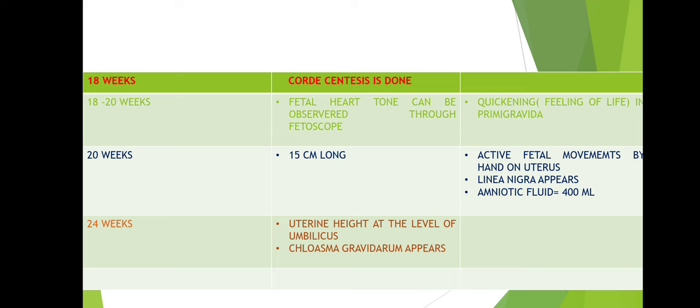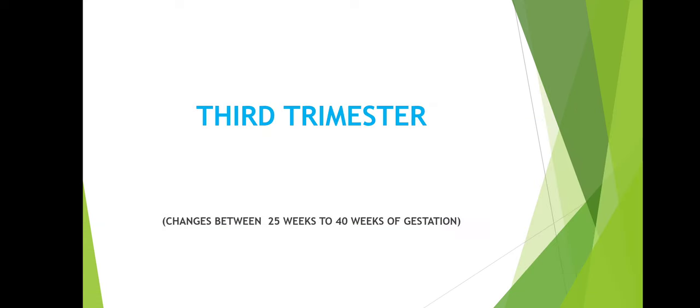At 20 weeks, that is fetus 15 centimeter long, cordocentesis is done, and active fetal movement by hand on the uterus. Linea nigra appears, amniotic fluid 400 ml. You should know the fluid volume at which weeks. Already I have told. At 12 weeks it is 50 ml. At 20 weeks it is 400 ml, and 36 to 38 weeks it is 1 liter, 1000 ml. At 24 weeks, uterus height at the level of the umbilicus, chloasma gravidarum appears.